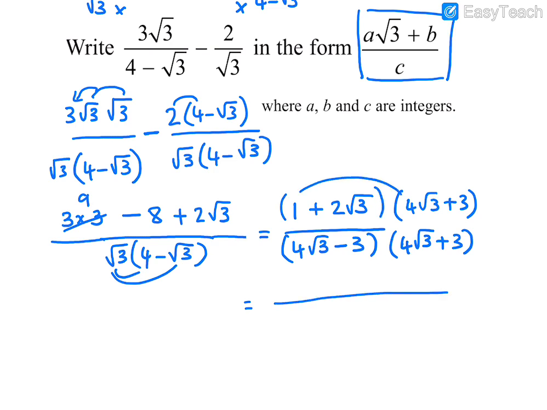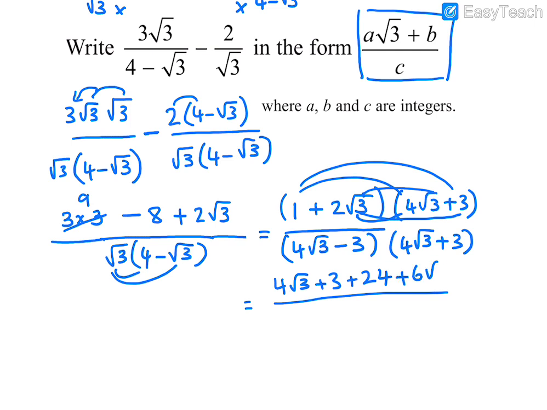We have 4 times 1, which is 4 root 3. So 1 times 4 root 3 that was. And then 1 times 3 is 3. And then 2 root 3 times by 4 root 3. 2 times 4 is 8. And then root 3 times root 3, that's going to be 3. So 8 times by 3 is 24. And then the last two terms, 2 root 3 times by 3, that is going to be add 6 root 3.